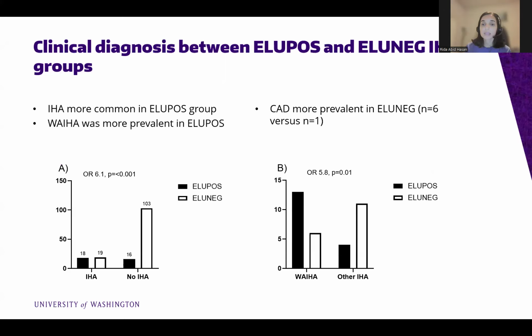And this is also true for a warm autoimmune hemolytic anemia. If you had a positive DAT and a positive LUIT, you were again about 5.8 or 6 times more likely to be diagnosed with that. Cold agglutinin disease was overall more prevalent in the LUIT negative group. Six of those patients had that diagnosis versus only 1 in the LU pos group.